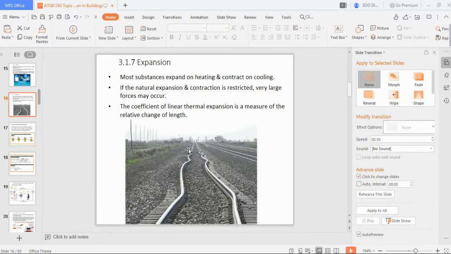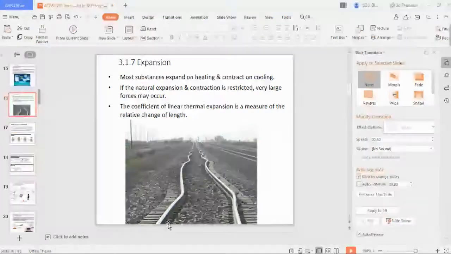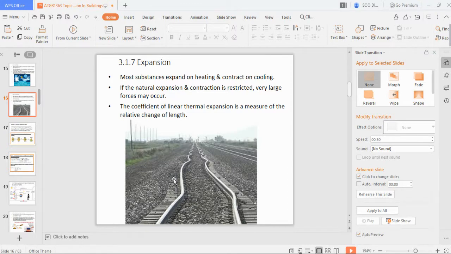In a railway, if heat is applied and the track is not built correctly, then you have a wavering line, because the material expands. The density reduces by a bit and the volume increases by a bit.